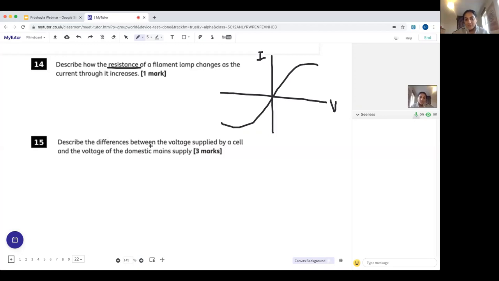What is the difference between voltage supplied by a cell, so that would be direct current, and the voltage of the domestic mains supply? So there's more than one, there are two differences between them. Have a go, put your answers in the chat, or just think about them in your head. What are the differences between them?